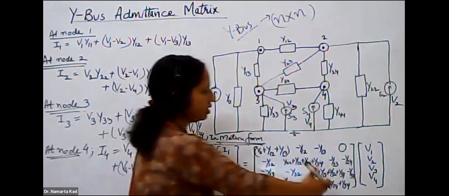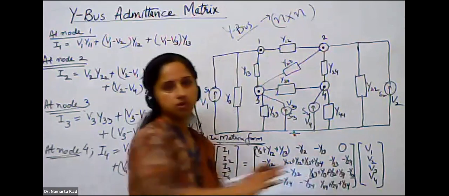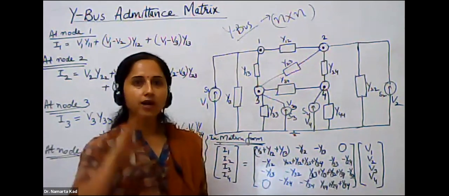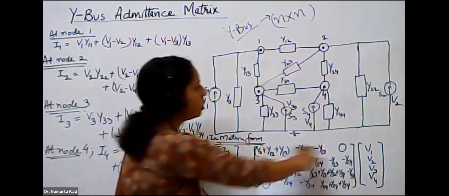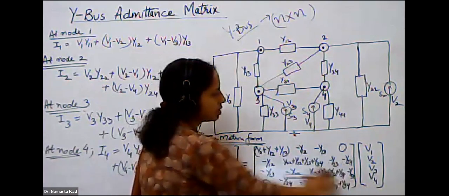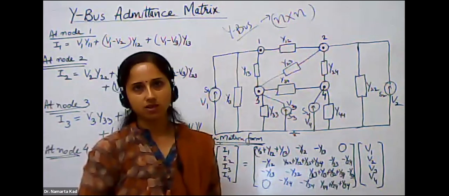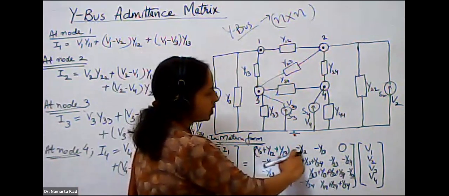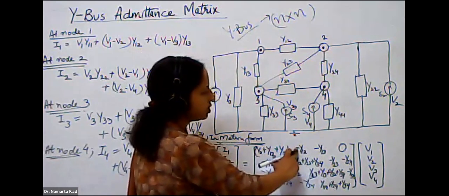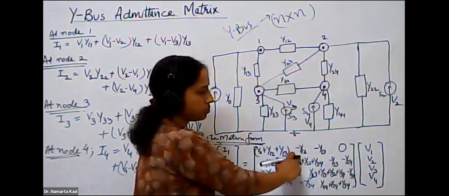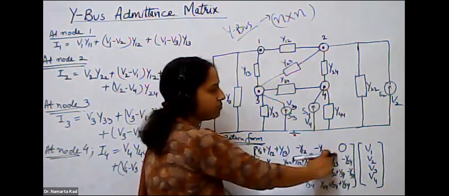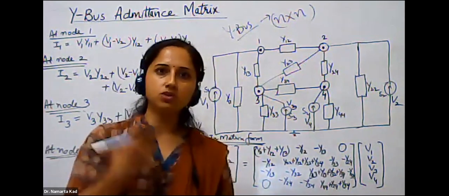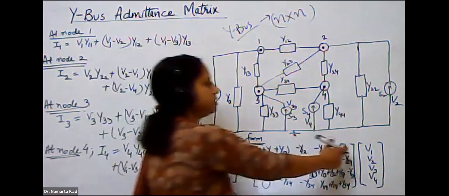Okay, and similarly for the fourth element, that is all the admittances connected to node 4. And apart from these, all the other admittances come out with the negative sign, like this Y12 element. It comes out with the negative sign, minus Y12, minus Y13. And if there is no connection, no admittance between any two buses, that element is written as 0.